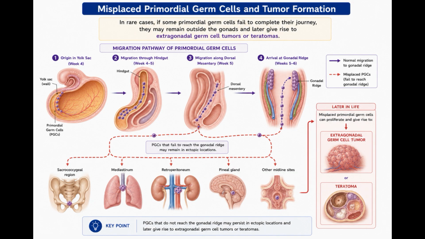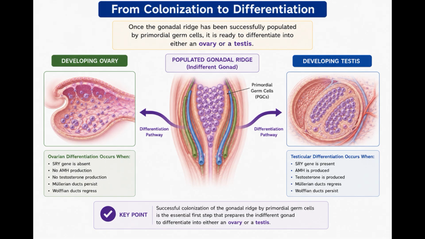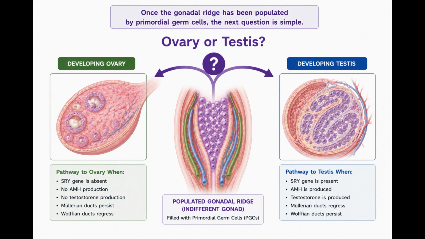In rare cases, if some primordial germ cells fail to complete their journey, they may remain outside the gonads and later give rise to extragonadal germ cell tumors or teratomas. Once the gonadal ridge has been populated by primordial germ cells, it is ready to differentiate into either an ovary or a testis. The next question is simple. Will it become an ovary or a testis?